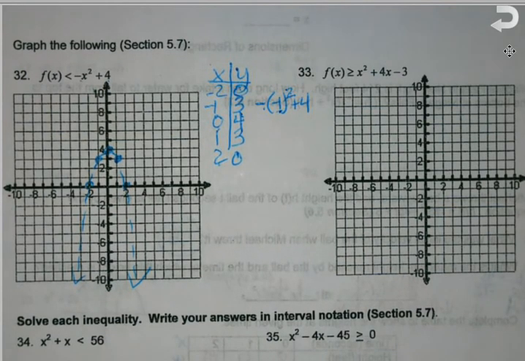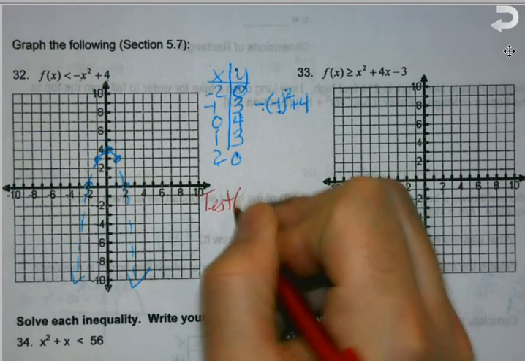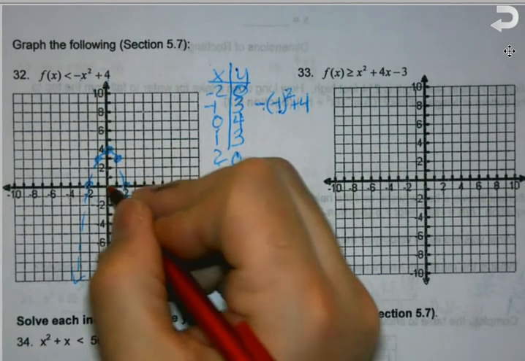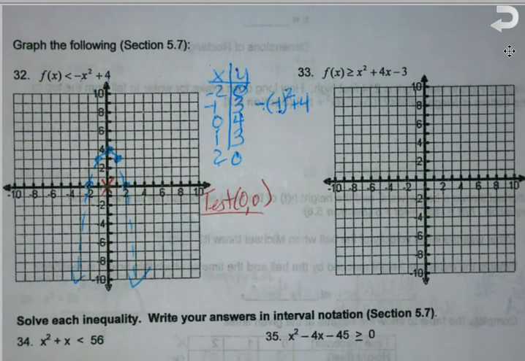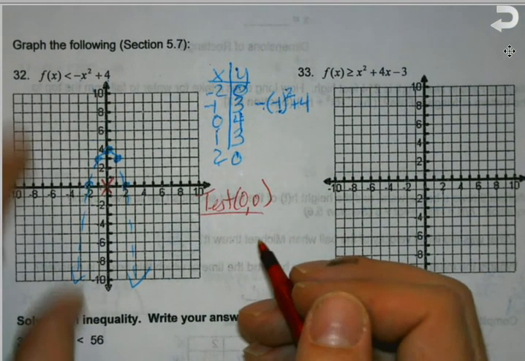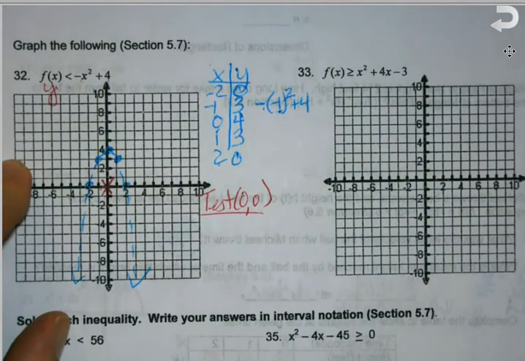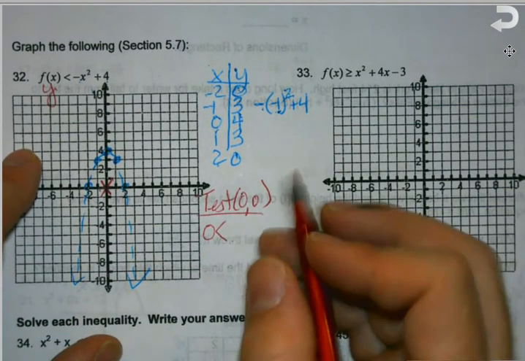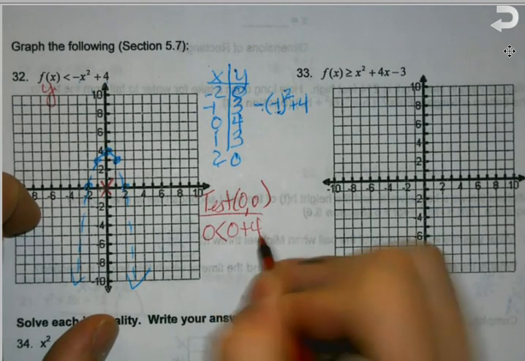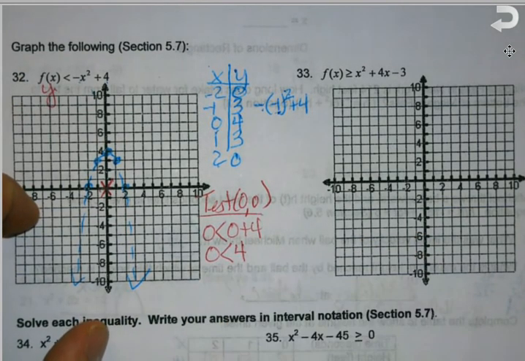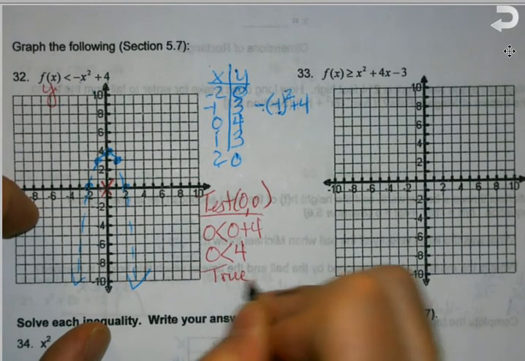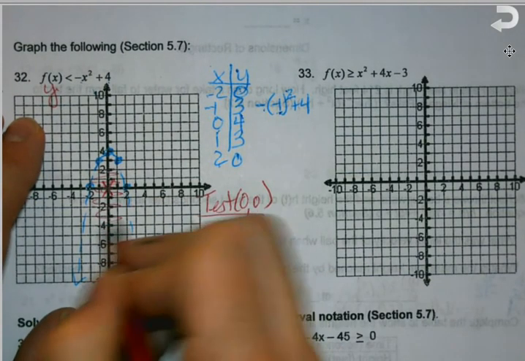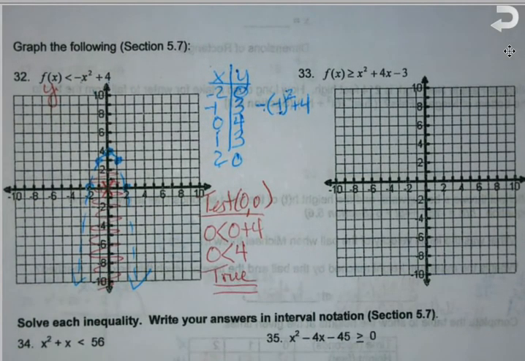Now what? How do I figure out where to shade? Okay, test point. Where should I test? I like 0, 0. So I'm testing inside the parabola. F of x is just a fancy way of saying y. So 0 is less than 0 plus 4. Is 0 less than 4? Yes. Since that's true, I shade where the test point is, which is inside.